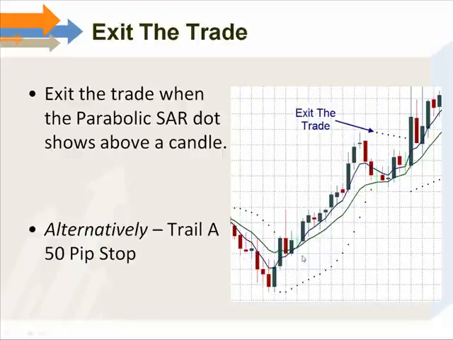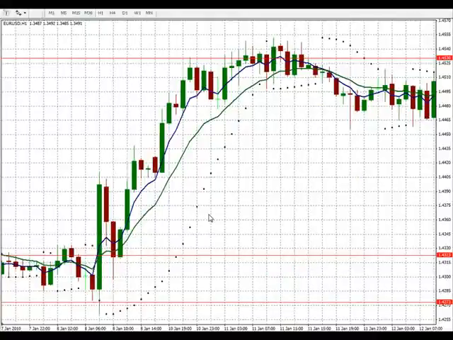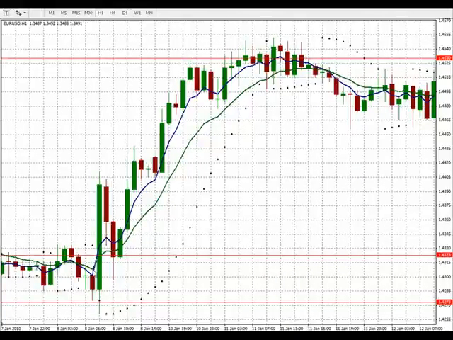We stay in this trade until the parabolic SAR dot appears above a candlestick, which in this case happened here. Alternatively, if you wanted to use the other method of exiting a trade with this system, you could trail your stop at 50 pips and hopefully ride out the trend. When you're just starting out, use this method: exit the trade when the parabolic dot appears above a candlestick. Let's take a look at this on some real charts in MetaTrader and show you some real examples of long trades.